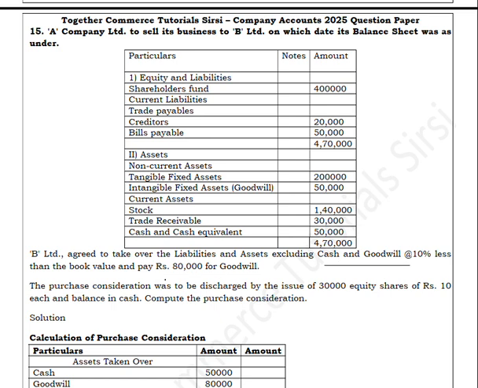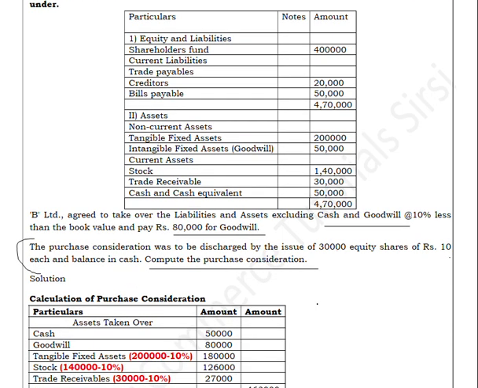Goodwill they have given as 80,000; take that as it is. So in this problem they have said that excluding cash and goodwill, all the other assets are to be taken at 10% less, and the goodwill value is given as it is. The purchase consideration that is calculated is paid as follows: 30,000 shares of rupees 10 each, and the balance in cash. Compute purchase consideration. So let us start this problem.